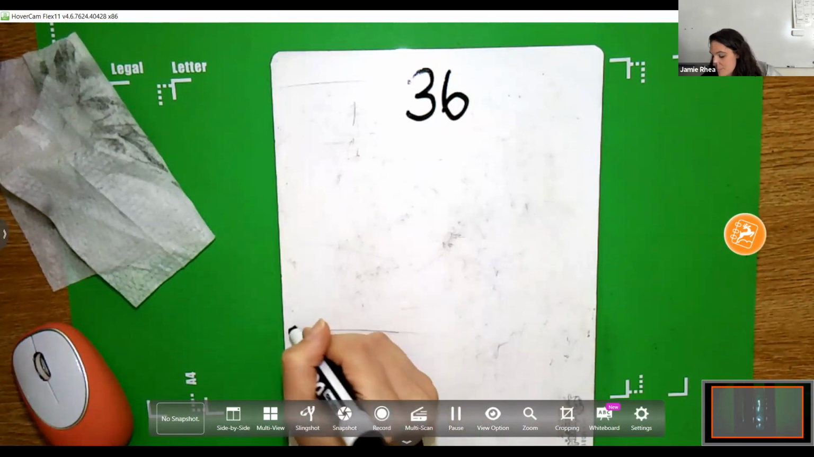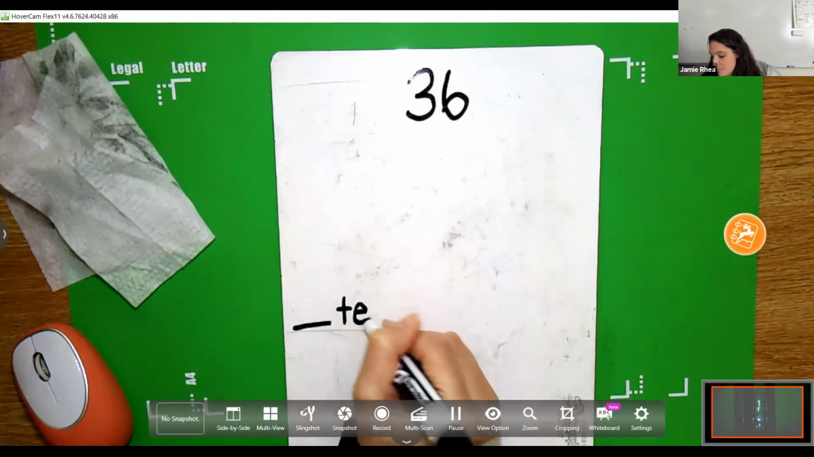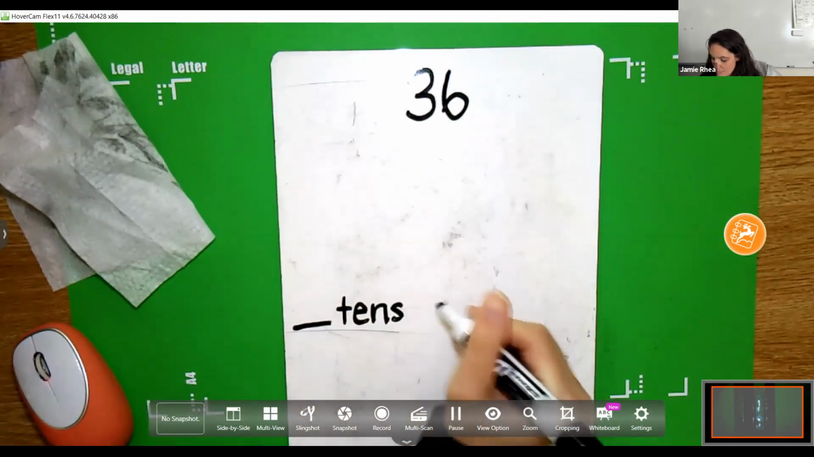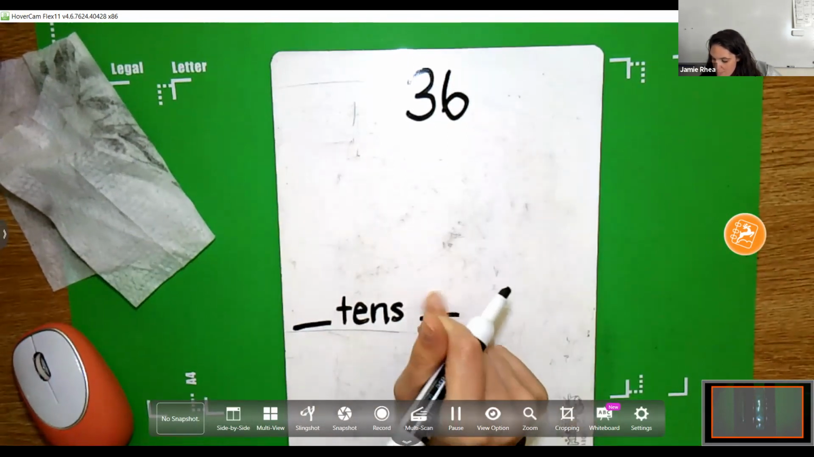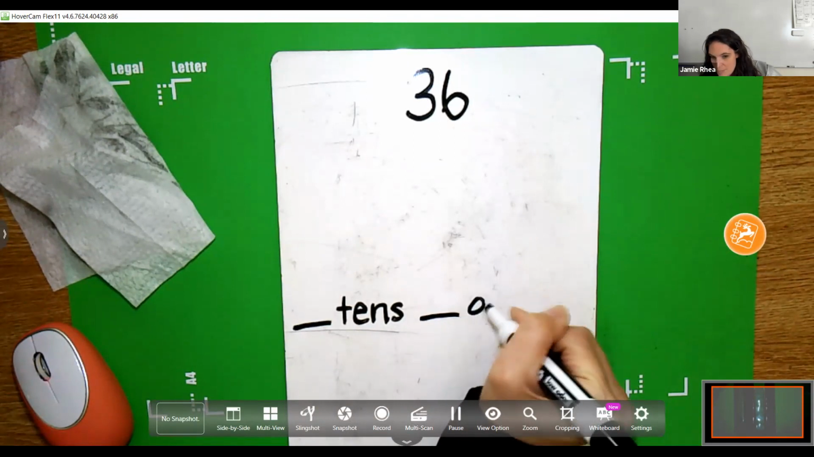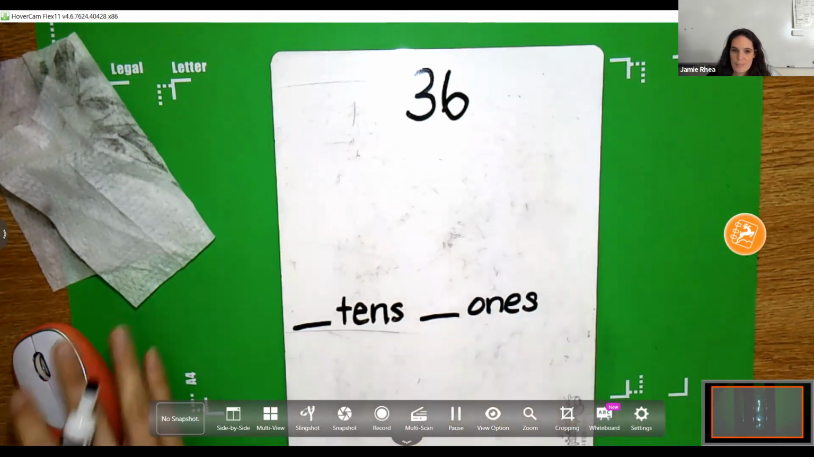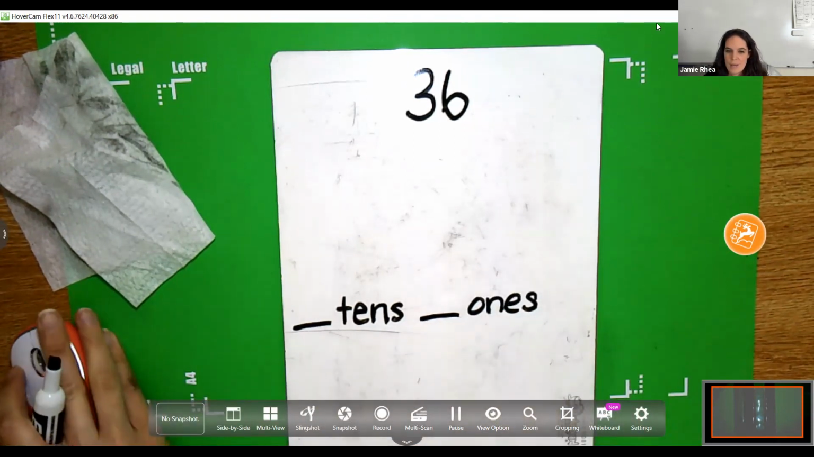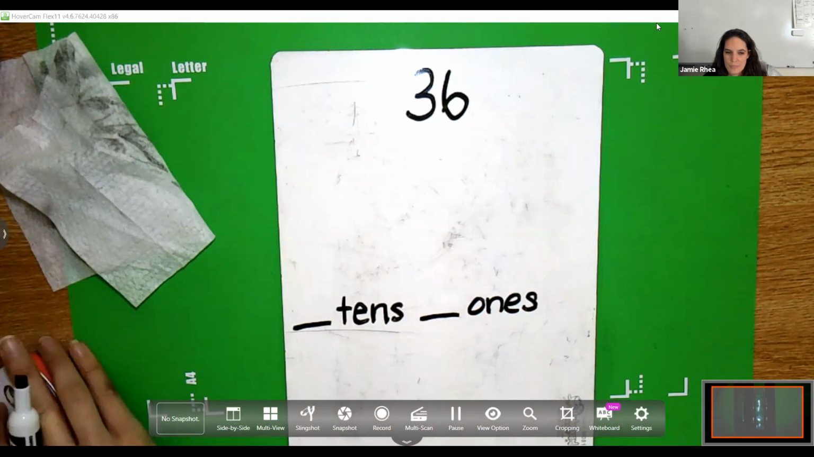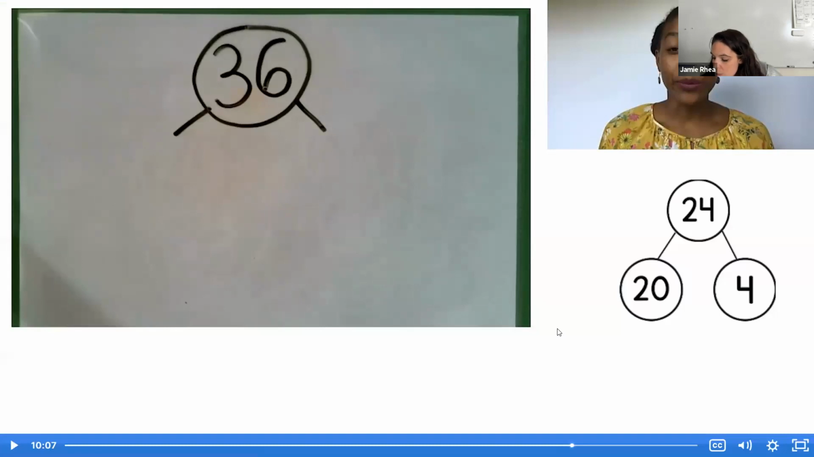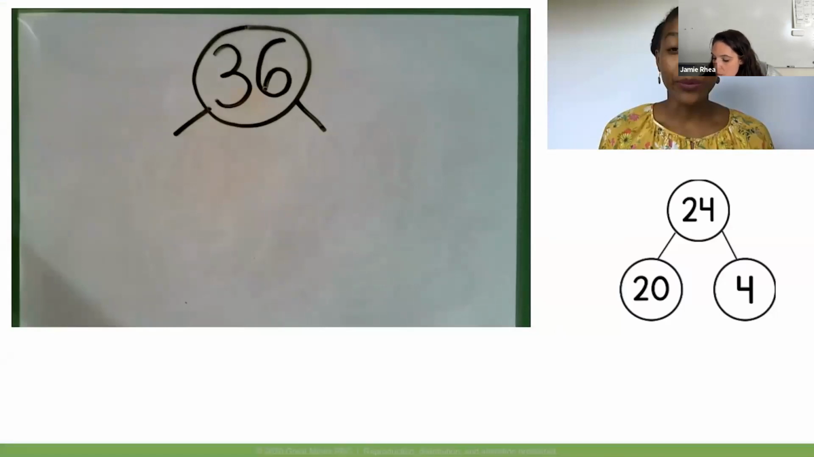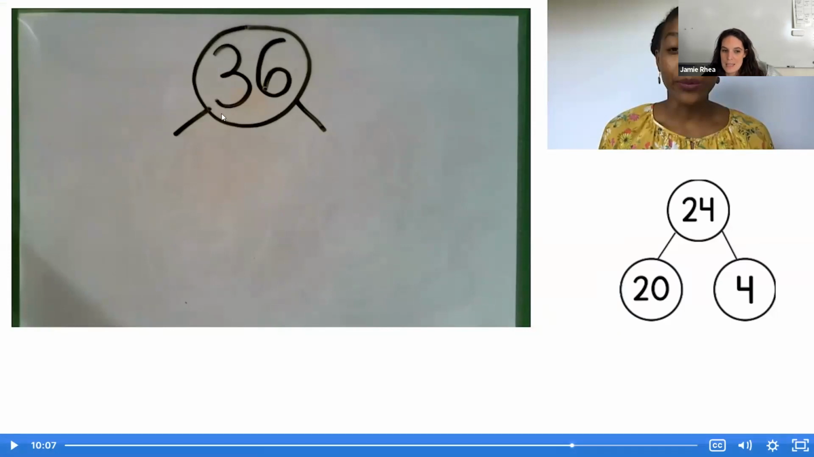This time, instead of doing it together, I'm going to have you pause the video to show me the value of the tens and the value of the ones in a number bond. It should look just like the one we did before. If you need an example, look below. There's an example. Okay, so we're going to do this one together. So right now on your board, you should have 36 and you should have 2 lines. So circle it and draw 2 lines.